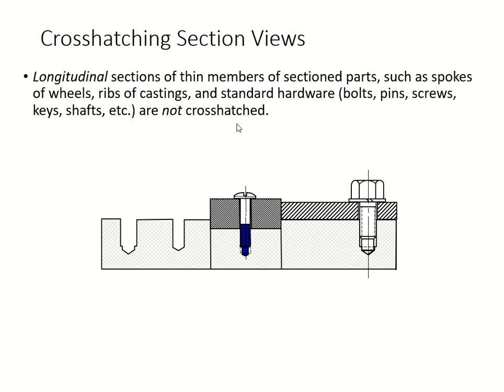Make sure you decide which are the thin members of your section parts. When you look at the section parts, you're going to decide where the thin members are, and longitudinal sections of those we don't cross-hatch. So here longitudinal, longitudinal, longitudinal, and longitudinal section.